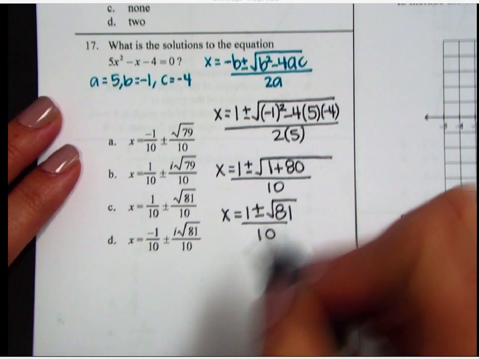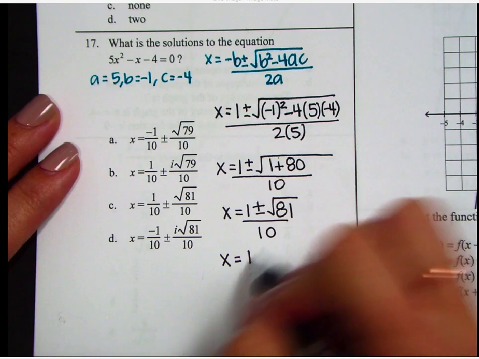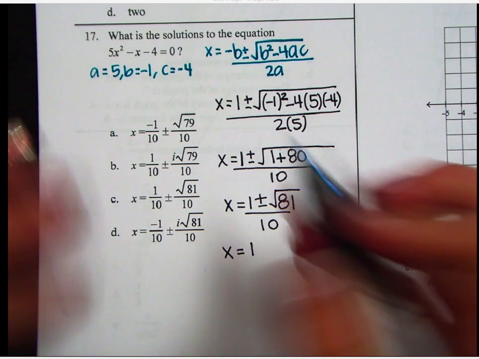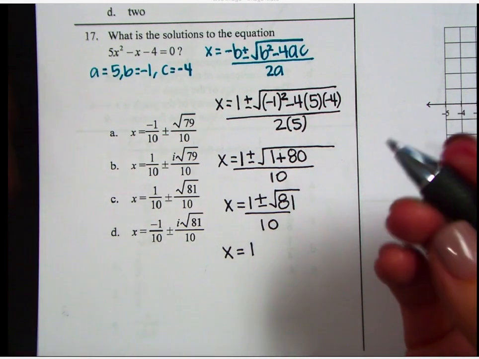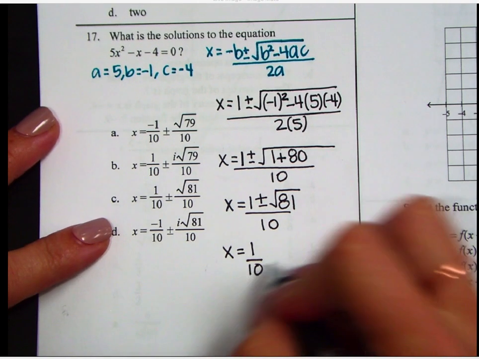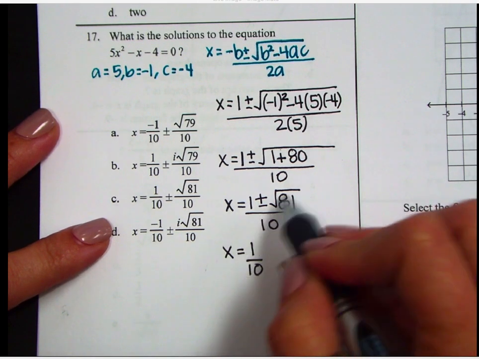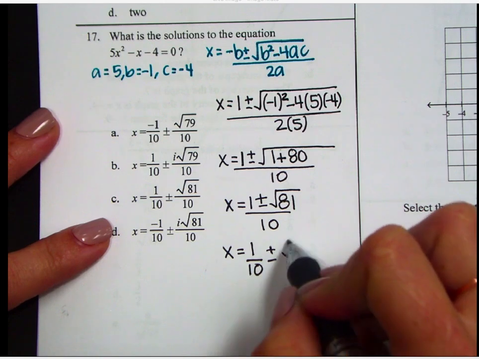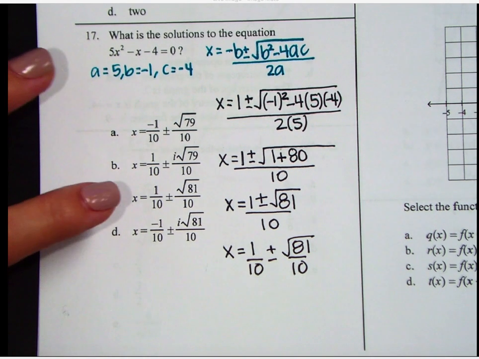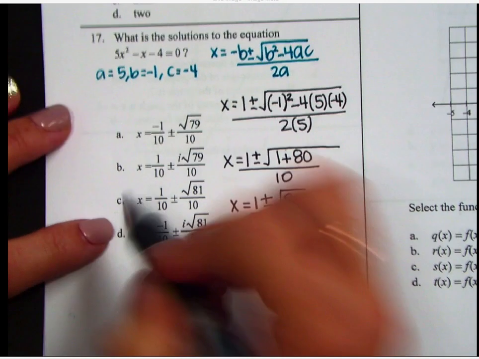And at this point, you really could do the square root of 81 and get 9, but just for the purposes of understanding the quadratic equation, I guess you would divide by 10 to the 1 and also by the square root of 81. And it looks like then our answer would be C.